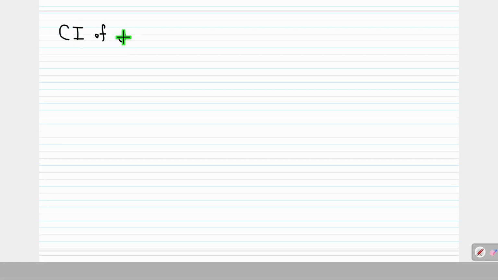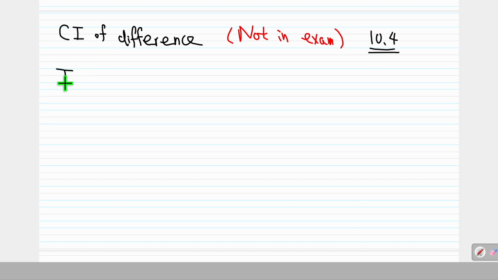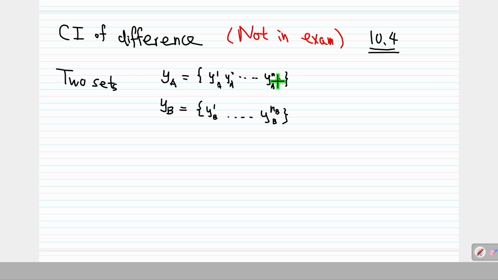So we are now going to talk about confidence intervals of difference. This corresponds to 10.4 in the notes, okay? We are given two sets of data. For YA, we have NA number of points, and for YB, we have NB number of points.